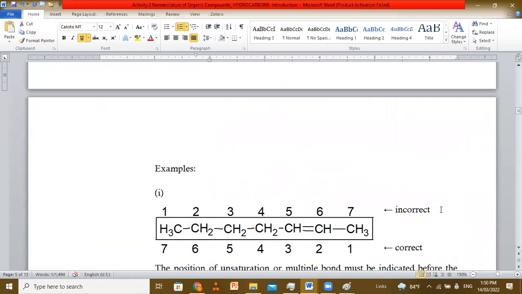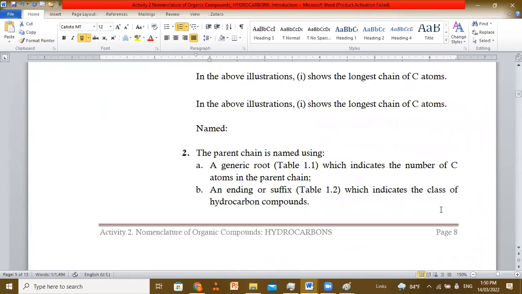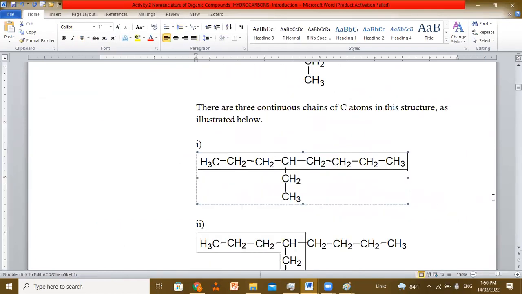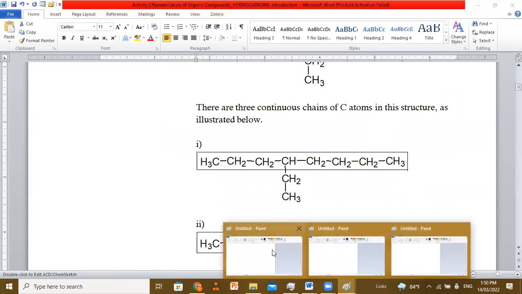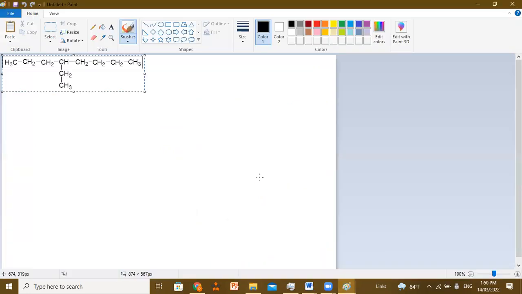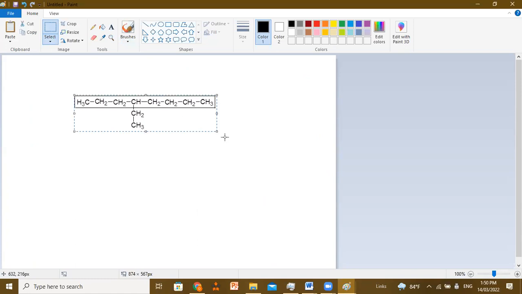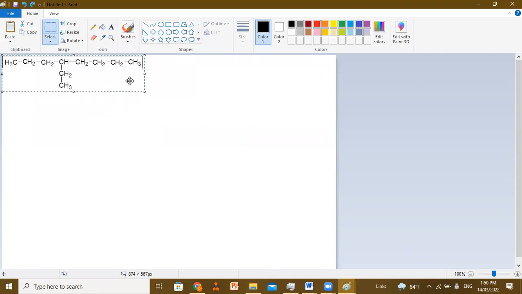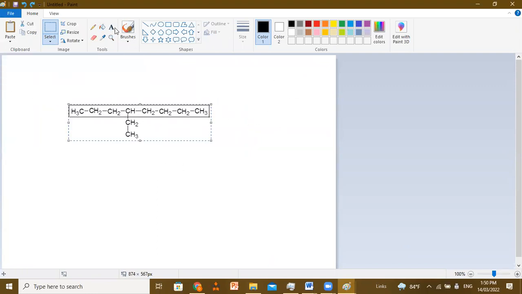So let's look at our example earlier. Here you have your continuous carbon chain. So this becomes your parent chain.